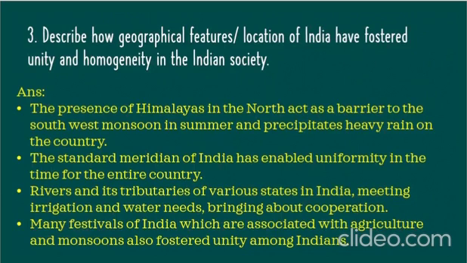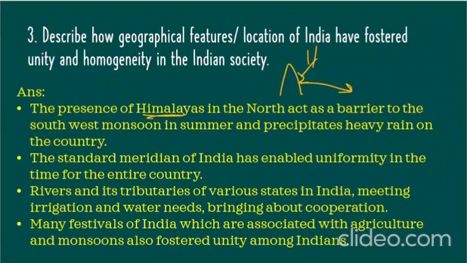So basically, we know we have the Himalayas in the north, which act as a barrier to the southwest monsoon in the summer and precipitate heavy rain on the country. So the Himalayas stand as a barrier. When the rain comes, it doesn't affect us so hardly, right? The monsoon comes from the southwest in the summer, so it precipitates heavily on the country. So the Himalayas are acting as a barrier to us, right?